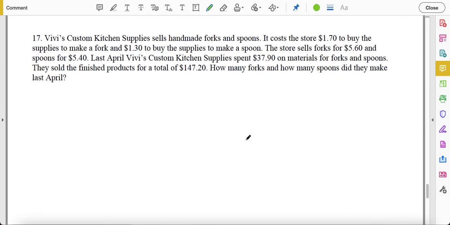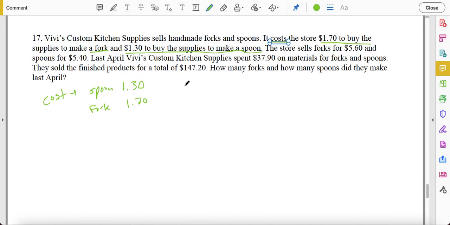All right, we got VV's custom kitchen supplies. So we have some information here. So the costs first. Costs, it's always good to jot down your notes. So spoon is $1.30 and a fork is $1.70. That's how much it costs for them to buy the stuff they need to make it.